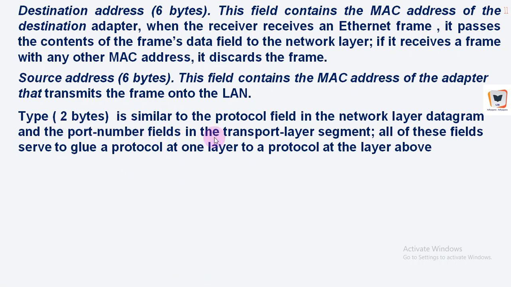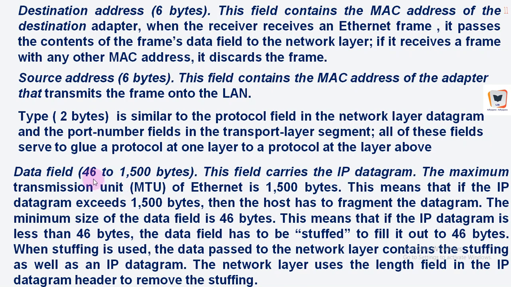Type, 2 bytes, is similar to the protocol field in the network layer datagram and the port number fields in the transport layer segment. All of these fields serve to glue a protocol at one layer to a protocol at the layer above. The data field is of length minimum 46 bytes to 1500 bytes. This field carries the IP datagram, of course. The maximum transmission unit of Ethernet is 1500 bytes. This means that if the IP datagram exceeds 1500 bytes, then the host has to fragment the datagram.